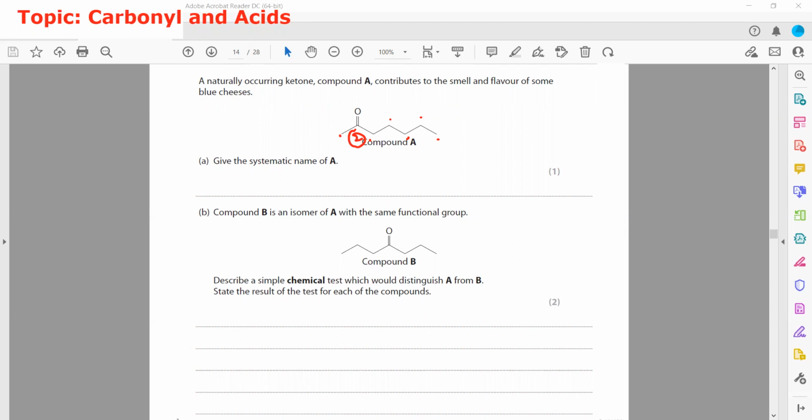Because there are 7 carbons, it is hept-, and because they have single bonds, it is -ane. With the carbonyl group at the second position, it is heptan-2-one.